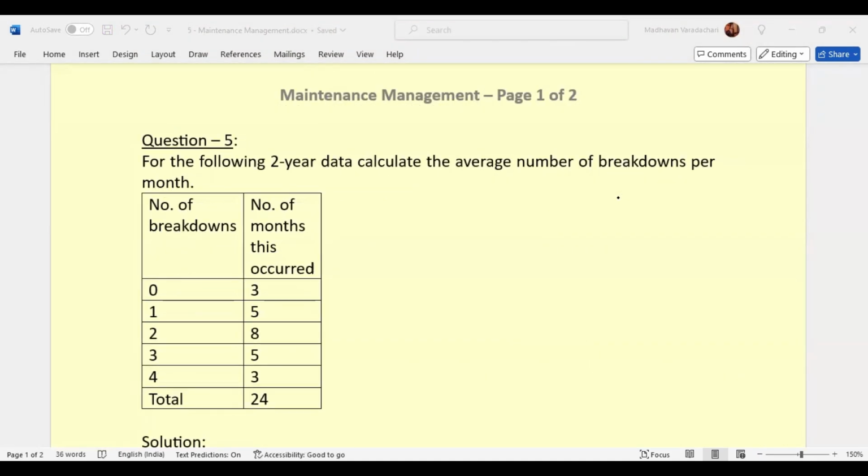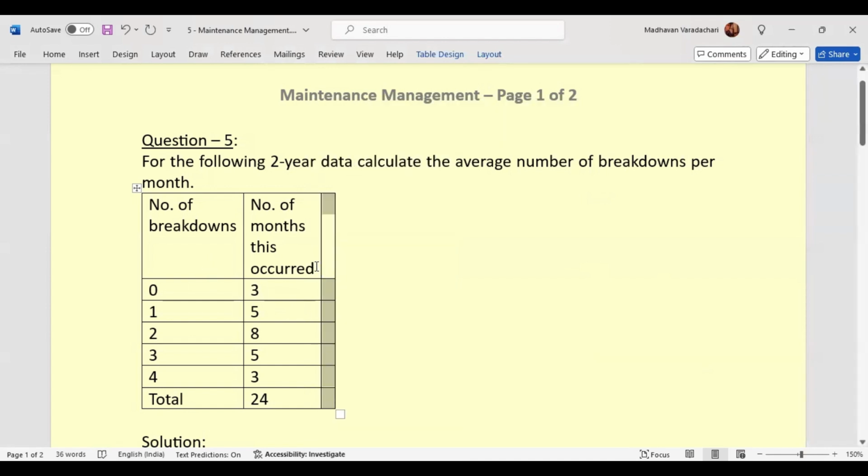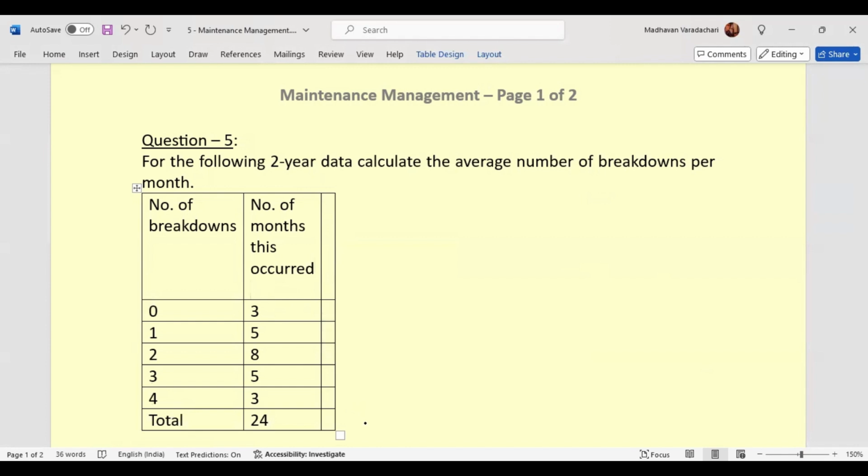This is question 5 related to maintenance management. For the following 2-year data, calculate the average number of breakdowns per month. So again, we will create one table, one column to the right. This we will consider as variable X, that is number of breakdowns. This is frequency F. So here we will create F and we will calculate F into X.